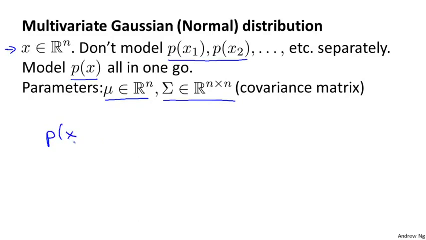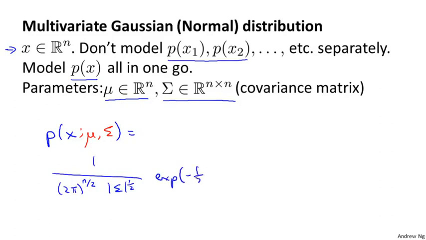So we say that the probability of x, parameterized by my parameters mu and sigma, is equal to, once again, there's absolutely no need to memorize this formula. You can look it up whenever you need to use it, but this is what the probability of x looks like. Transpose sigma inverse x minus mu.